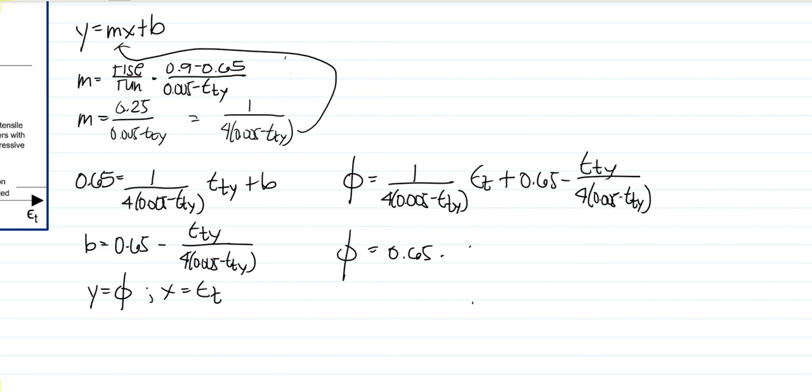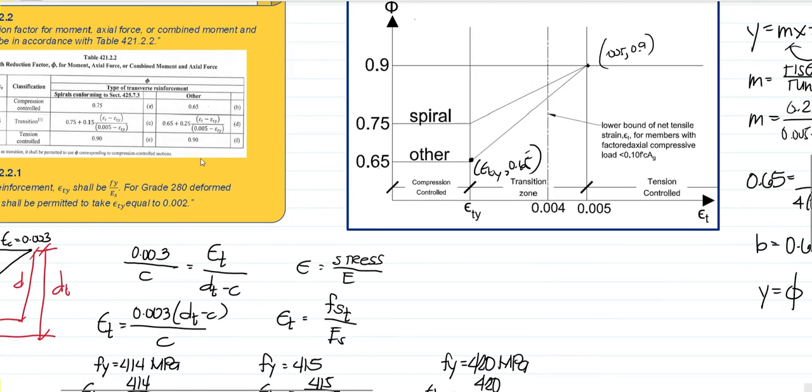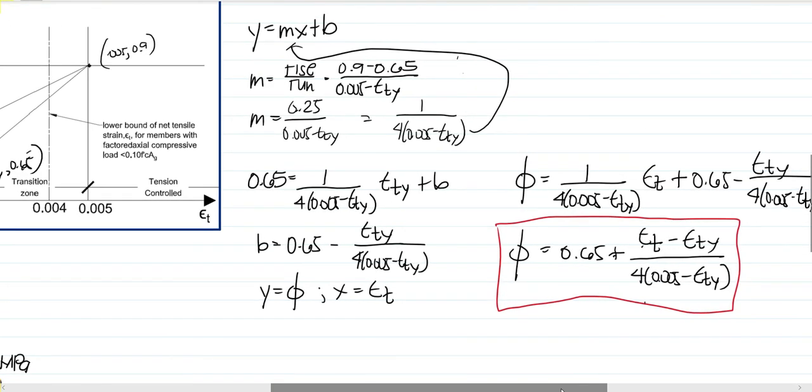That is plus epsilon t minus epsilon t sub y divided by 4 times 0.005 minus epsilon t sub y. And as you can see, this was the equation na nasa NSCP 2015. So, ibig sabihin, ito siya. Kasi that is 4 lang naman eh. So, 1/4. So, 1/4 is still 0.25.